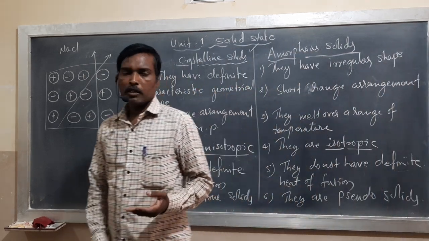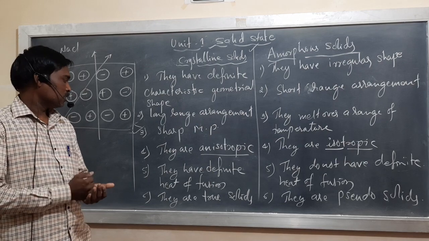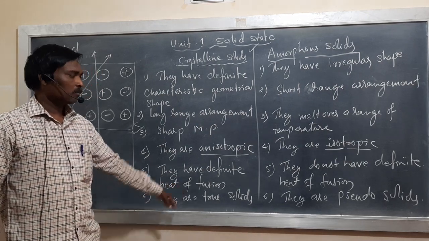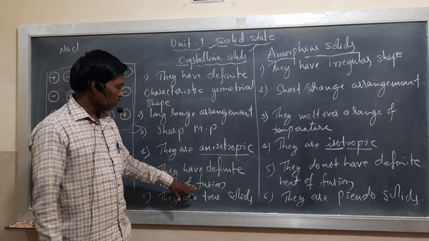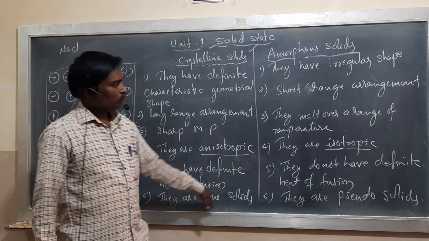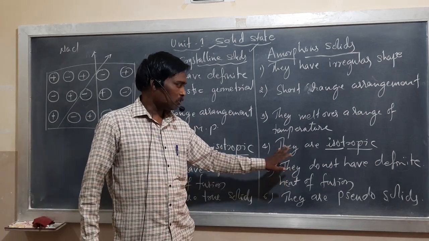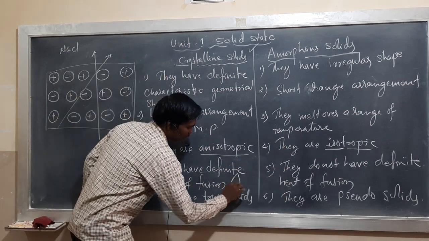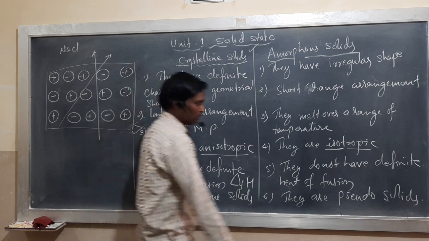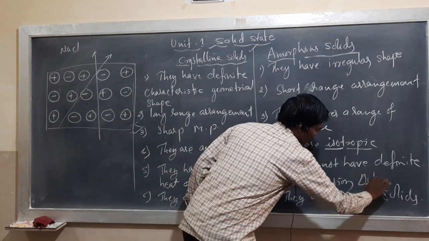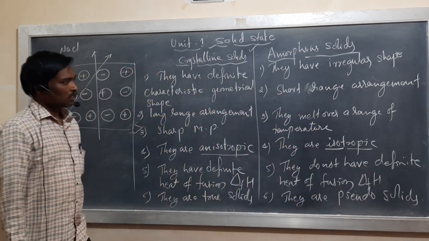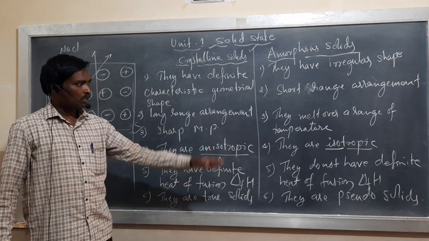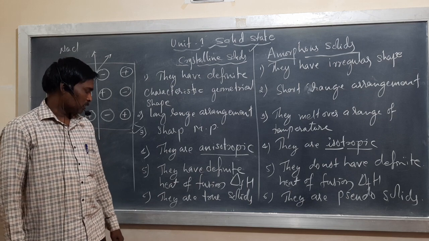Another property of crystalline solids is that they have a definite heat of fusion. Because of the sharp melting point, they have a definite heat of fusion, whereas the amorphous solids do not have a definite heat of fusion. That we call delta H of fusion, the enthalpy of fusion. Crystalline solids have a definite enthalpy of fusion, whereas the amorphous solids do not.